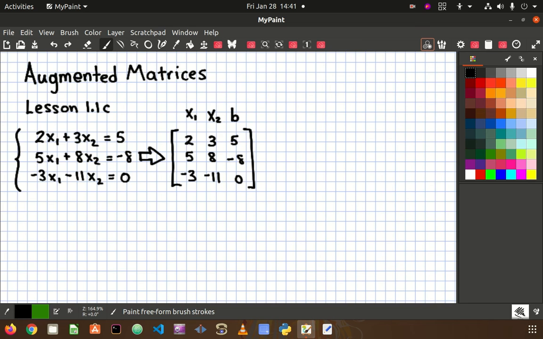But this particular matrix has 3 rows. The number of rows corresponds to the number of equations. And it also happens to have 3 columns. Now, the number of columns in this case is 1 more than the number of variables, the number of unknowns. So this is a 3 by 3 matrix. Now, if a matrix has the same number of rows and the same number of columns, we have a tendency to say that it's a square matrix, just like from geometry. And so that's an augmented matrix.